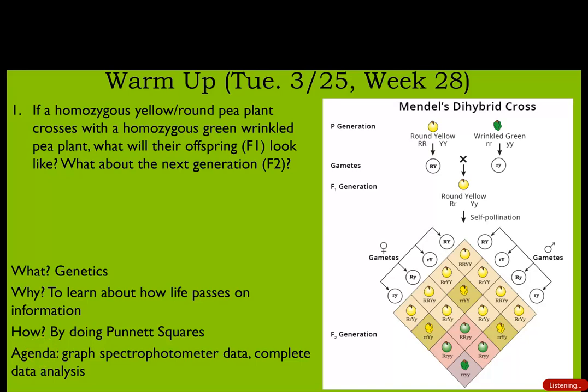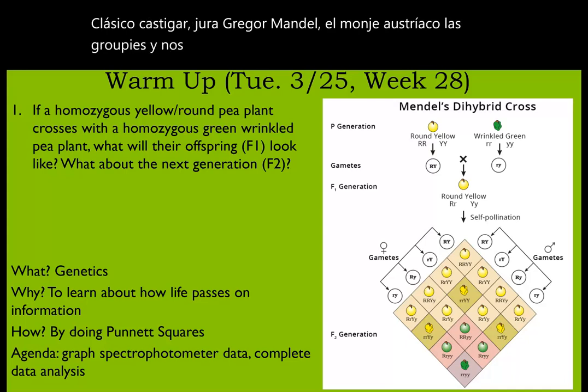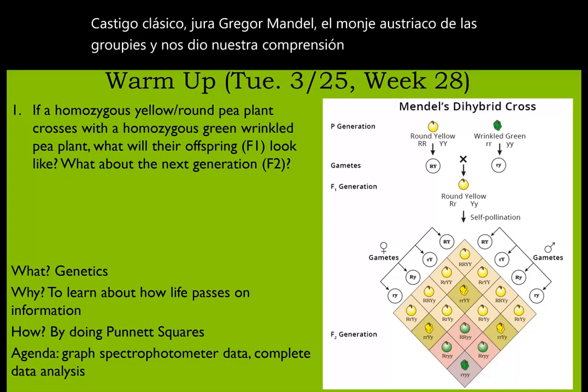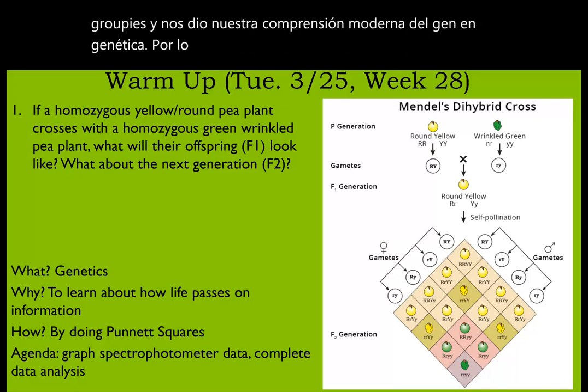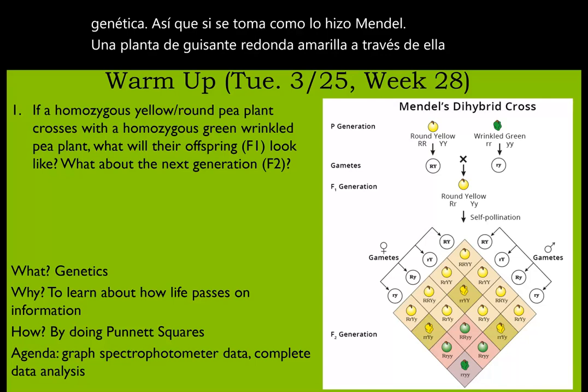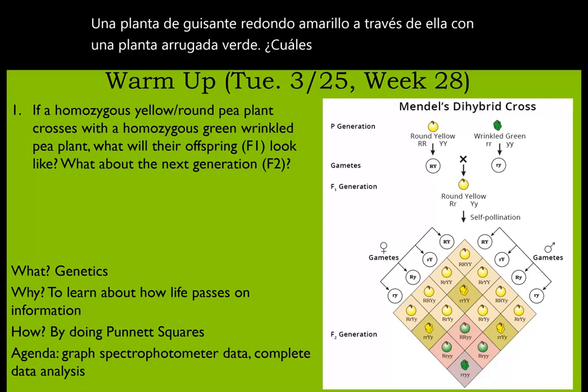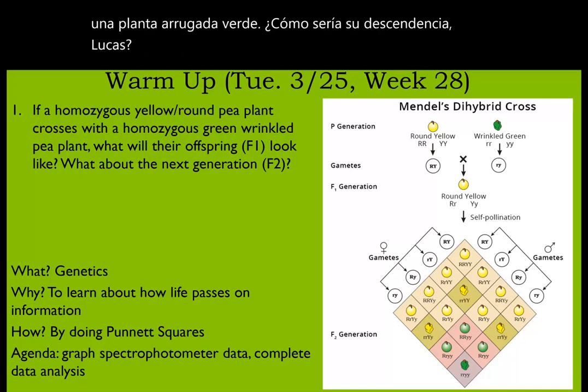Classic Punnett squares. Gregor Mendel, the Austrian monk who grew peas and gave us our modern understanding of the gene and genetics. So, if you would take, like Mendel did, a yellow round pea plant and cross it with a green wrinkled plant, what would their offspring look like, Lucas? Round and yellow, and that's what we see right here.